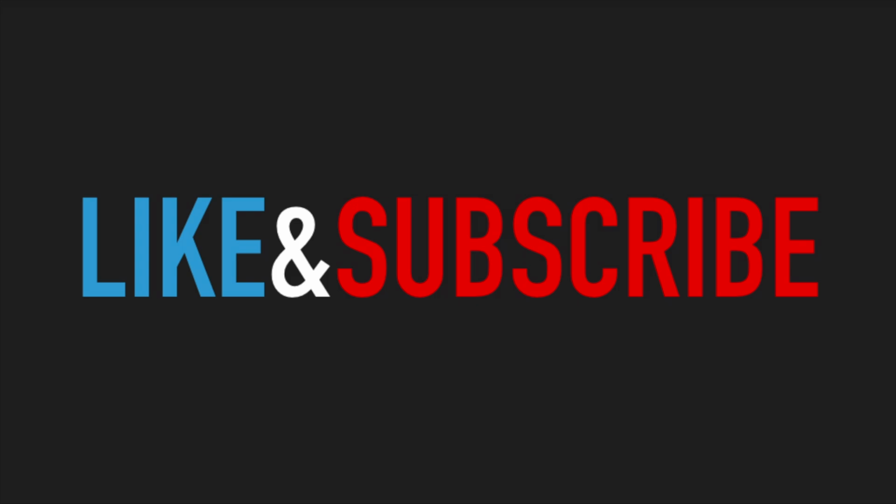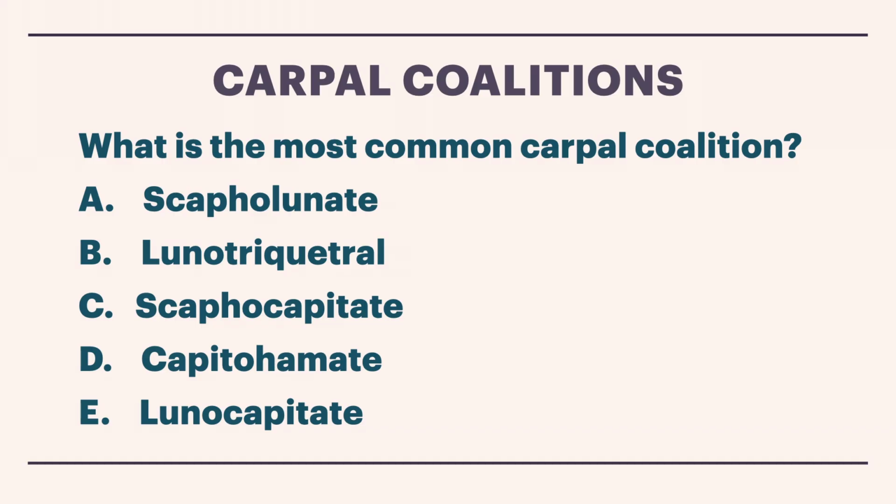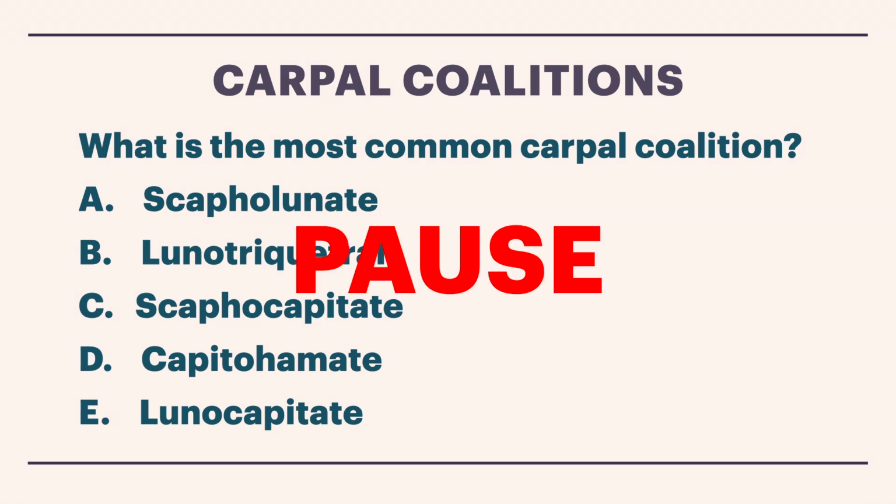So the question is, what is the most common carpal coalition? A. Scapholunate, B. Lunotriquetral, C. Scaphocapitate, D. Capitohamate, or E. Lunocapitate? Well, if you want to answer this question and you need a little time, please press pause at this point.